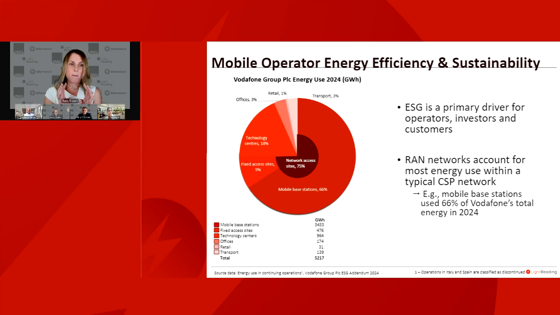If we just look at mobile base stations as an example, we can see 66% of Vodafone's global total energy usage is base stations alone. This is a similar proportion across other operators, and sometimes it's a little bit higher. As we move into 5G, we're seeing newer technologies such as massive MIMO also increasing power consumption, by roughly 3 to 4 times compared with LTE. So understandably, this is becoming a more pressing demand for operators. They're really striving to become more energy efficient and control their power consumption.